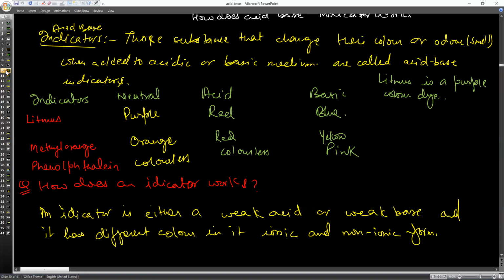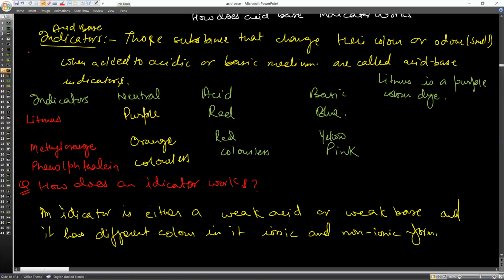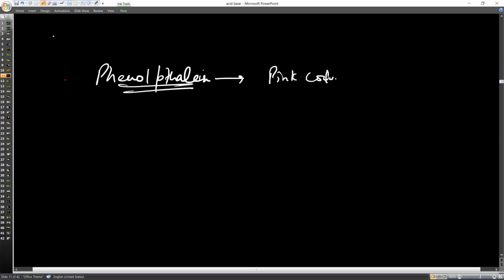So anything that you add to an acidic or basic solution and it changes its color or smell, we call it an acid-base indicator. For example, take phenolphthalein. Phenolphthalein is a pink color liquid, a pink color substance. Got it?